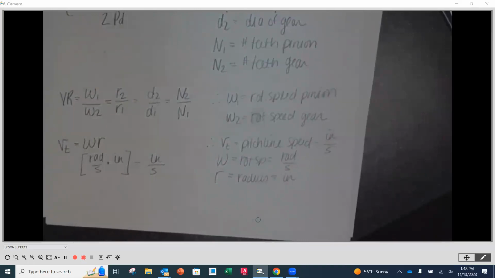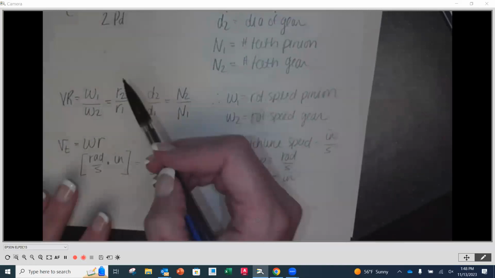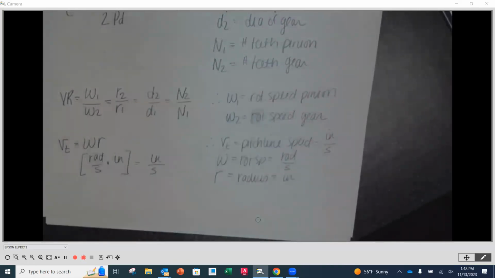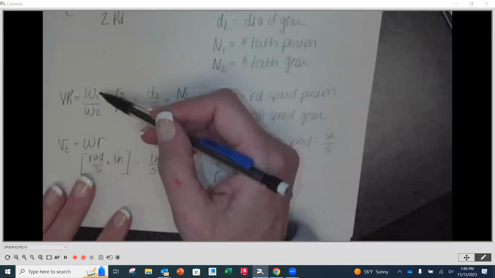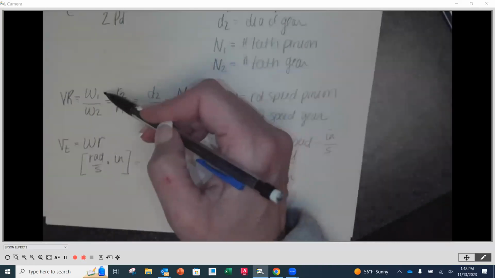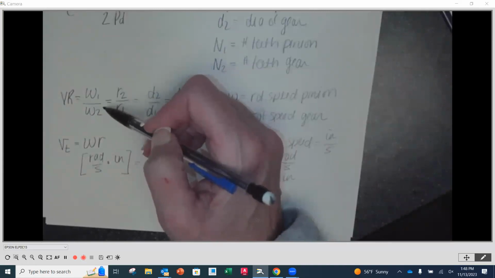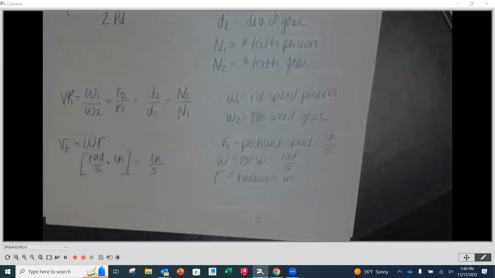It can be in RPMs because we're calculating a ratio. Notice that no matter which one I do here, inches would cancel, teeth would cancel, RPMs would cancel. Just make sure that whatever you pick, it's RPMs and RPMs, or radians per second and radians per second, for both, because the units need to cancel, because ratios are unitless. Any questions so far?